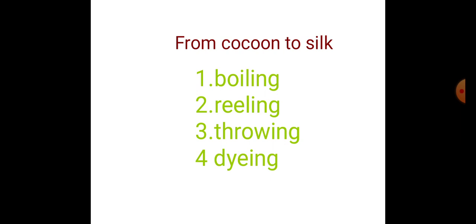If the larvae are not killed and allowed to grow, they will break the cocoon. This will reduce the length of the silk fiber. So it is necessary to boil the cocoons to kill the larva inside. The hot water softens the silk gum sericin so as to allow the unwinding of silk fiber as one continuous thread. The next step is reeling.